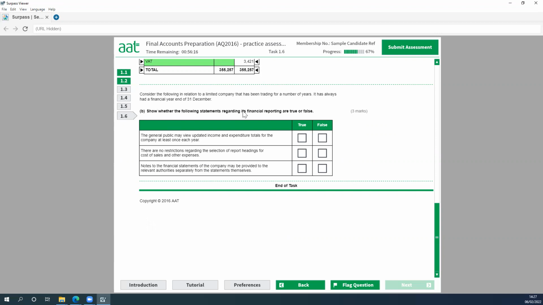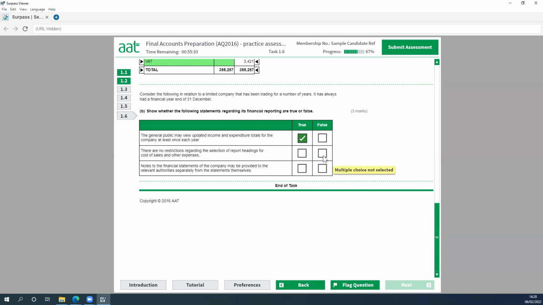Okay, so consider the following in relation to a limited company which has been trading for a number of years. It has a financial year end of the 31st of December. Okay, it says the general public may view updated income and expenditure totals for the company at least once a year. Okay, I suppose that's true because you'll see the accounts when they're published. Yeah, limited company, okay. So no restrictions regarding the selection of reported headings for cost of sales and other expenses. Well, there is IAS 1 when it comes to presentation of financial accounts. You're governed by those things.